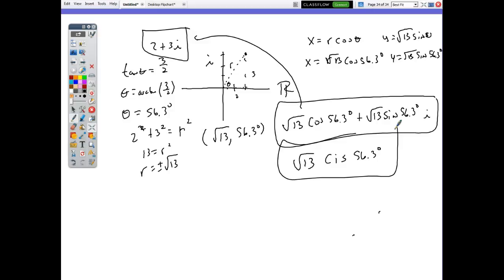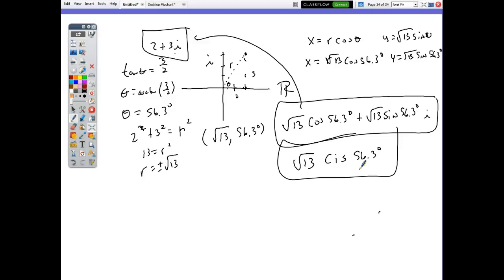Got it? What is this thing? It's exactly the same as this. This is exactly the same as that. What is that form called? We call this cis form, which is cosine plus i sine form.